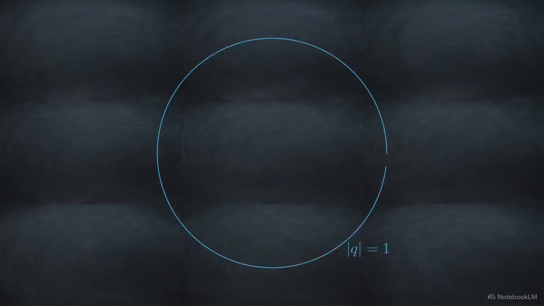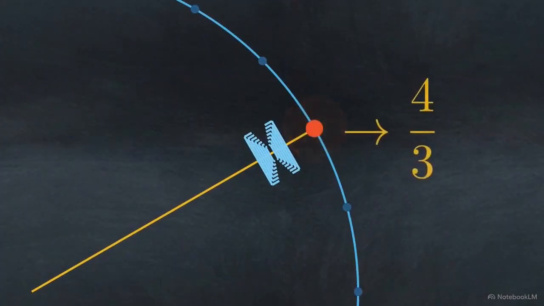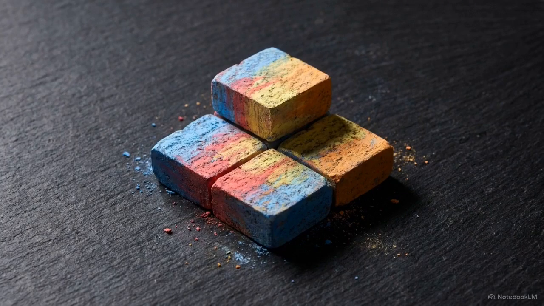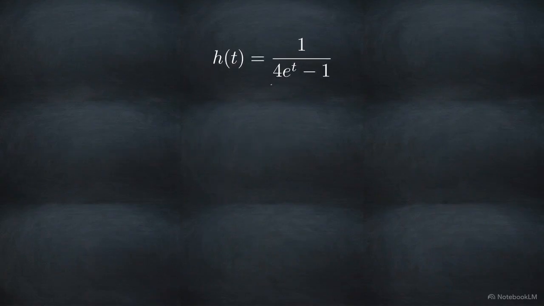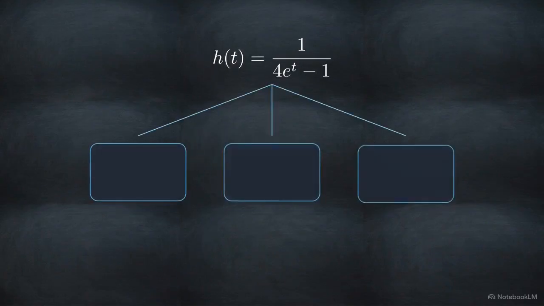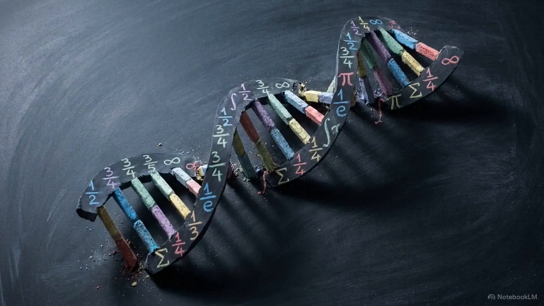We telescope complete Pochhammer cycles along a straight radius, aiming specifically at odd-order roots of unity on the perimeter. This process strips away the noise and leaves a universal constant prefactor, 4/3. Extracting this underlying data yields a single generating kernel, h(t) = 1/(4e^t − 1). This kernel generates a precise sequence of rational fractions, known as the moments, m_k. This moment sequence is the structural DNA of the boundary.